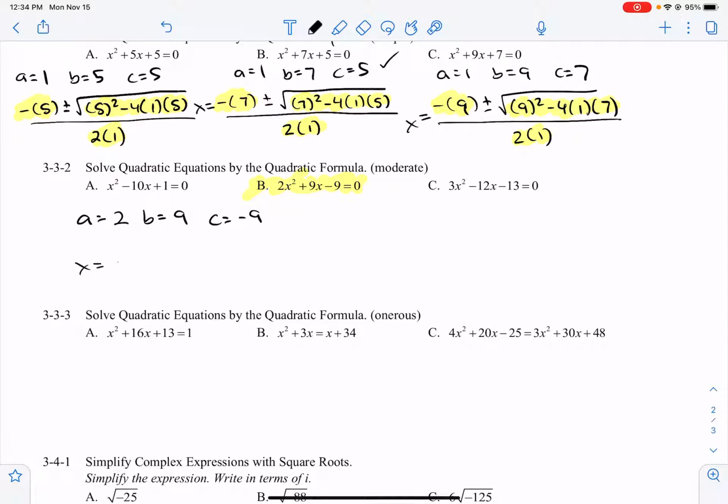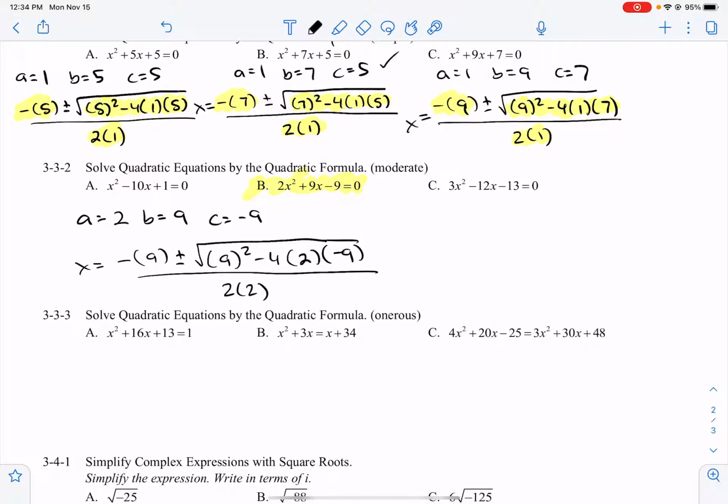So x equals negative 9 plus or minus square root, not negative 9, 9, B is positive, 9 squared minus 4 times A, which is 2, times C, which is negative 9, all divided by 2 times 2. So now I want to clean up this part, the inside of my root, and the bottom. So x equals negative 9 plus or minus the square root. 9 squared is 81. 9 times 6 is 54.